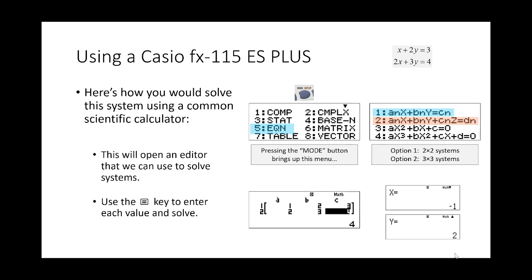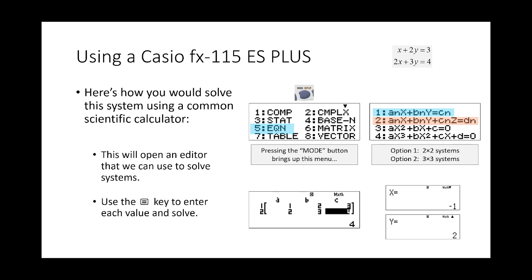Okay, so mode 1 and mode 2 are what we're going to be after. Mode 1 is a 2 by 2 equation solver. Mode 2 is 3 by 3. So what you're going to do is go to mode, or option 5, to go to equation solver, and then option 1. And when you do that, you should get a window that looks something like this.